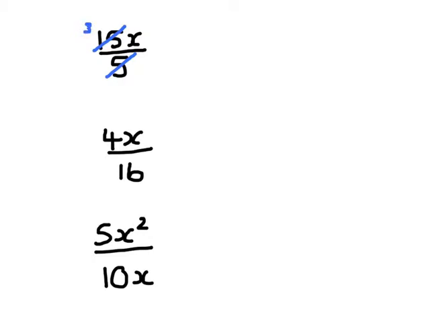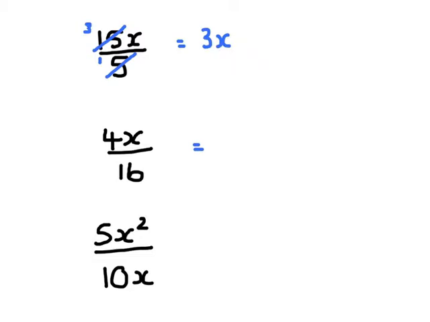So if I'm going to talk through that fully, what goes into 15 and 5? Well, that's 5. How many 5s go into 15 is 3. How many 5s go into 5 is 1. So I've got 3x over 1. 3x over 1 is going to simplify down to just 3x.